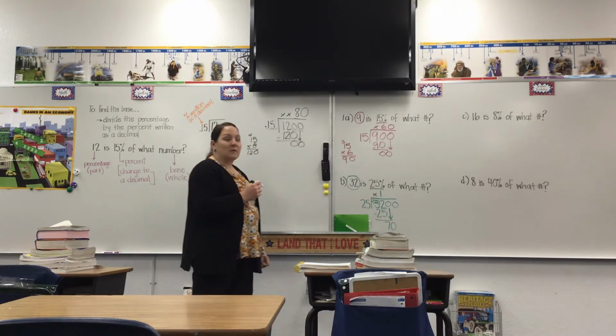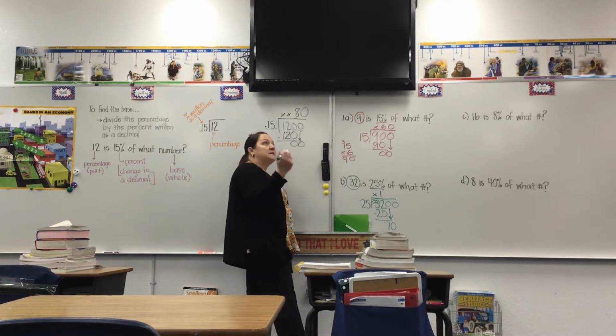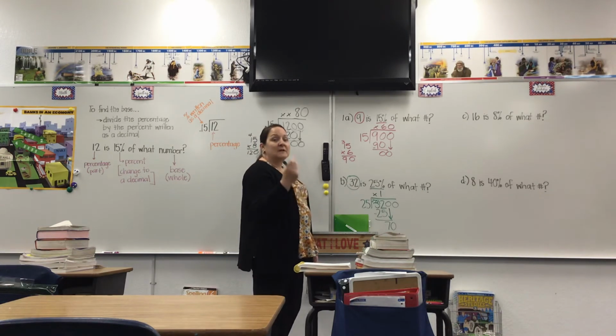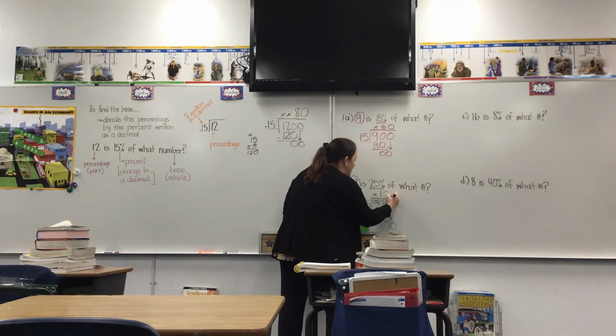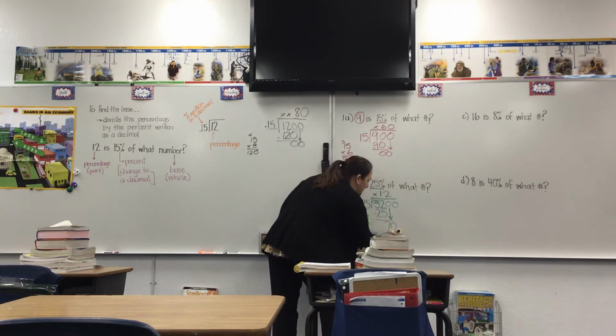25 into 70. Well, I can count by 25. 25, 50, 75. Oops, 75 is too much. So it's 2 times. 2 times 25 is 50. Subtract. Bring down my 0.